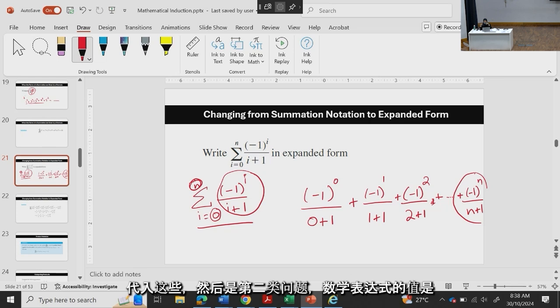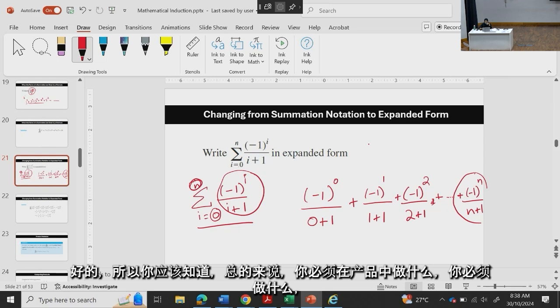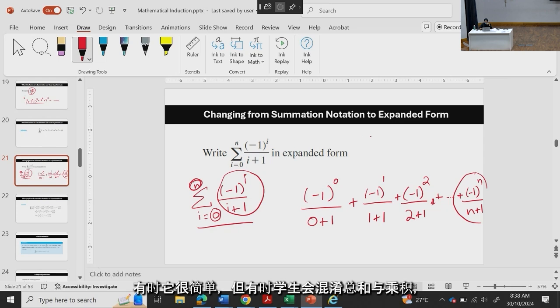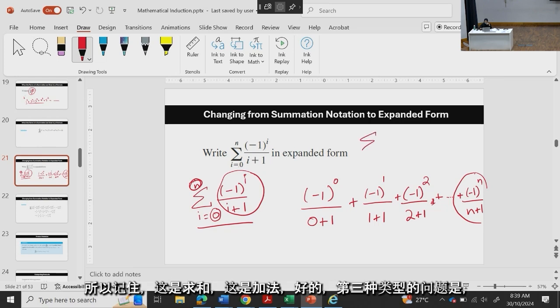Then second type of question, the values for the mathematical expression are not given to you, but you are given the lower and upper limit. You have to calculate them yourself. So you should know what you have to do in summation and what you have to do in product. Sometimes it's very simple, but sometimes students get confused between sum and product. So remember, this is for summation, this is addition.